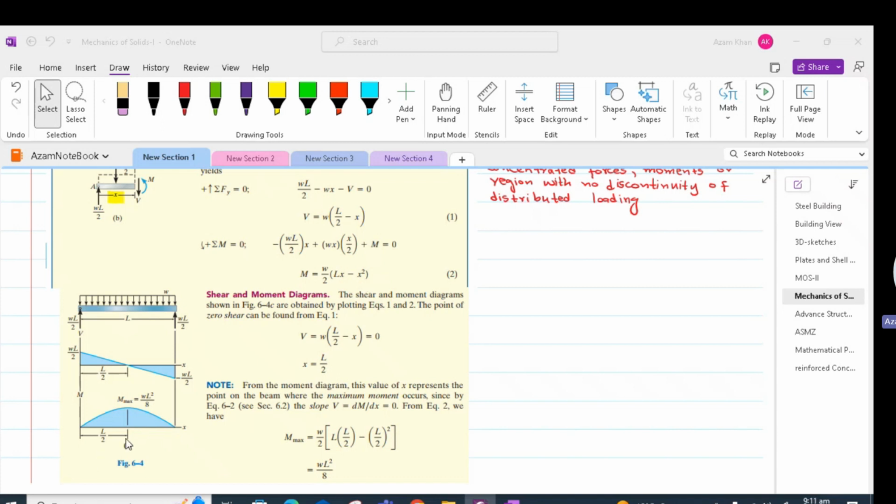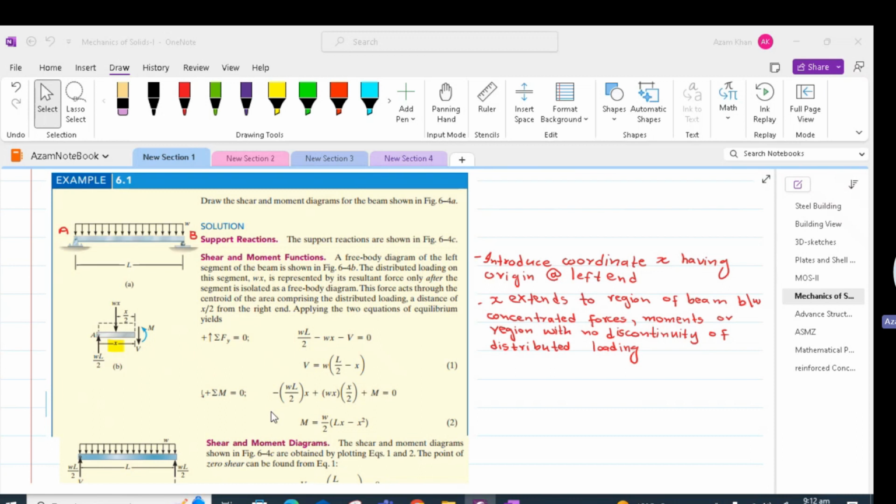After x equal to L by 2, there would be a reduction in the moment, and the moment will keep on reducing until we reach the right support where the bending moment would be 0. Please note that in case of beams which have shear becoming 0 between two supports, the maximum moment will be at shear equal to 0. This will not be true if we have a fixed support at point A and a free support at point B.